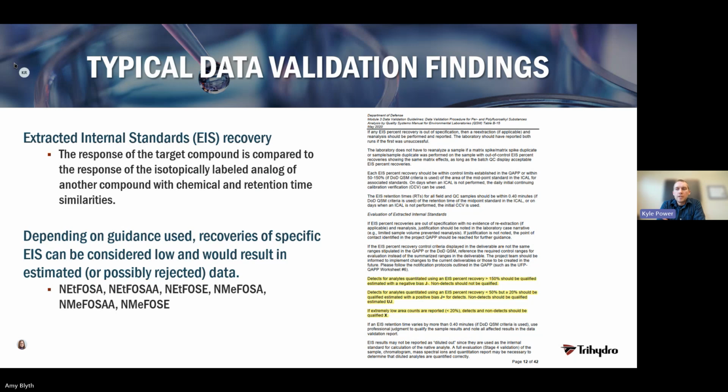If you consider laboratory limits, EISs tend to be within range and okay. But when you start considering 50 to 150, and even the stipulation of extremely low area counts of less than 20%, that could lead to rejected data for non-detect values. These are things you should be thinking about and looking at in your lab reports. That's a general finding that we see in EIS, usually leading to some qualified data, whether that be estimated data or rejected data.